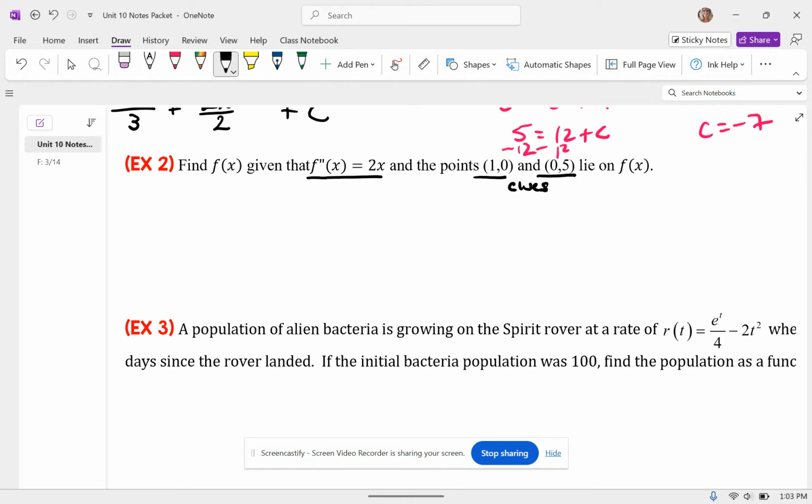So we're given the second derivative and we want to get to the original. So that means we're going to have to integrate how many times? Okay. So watch what happens when we integrate first and then integrate again. Okay, so we're going to integrate first to get to the derivative, right?